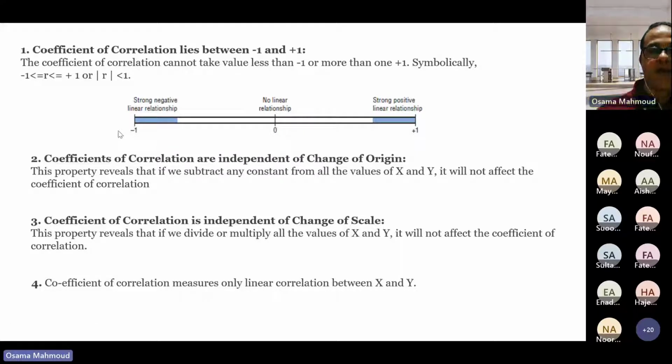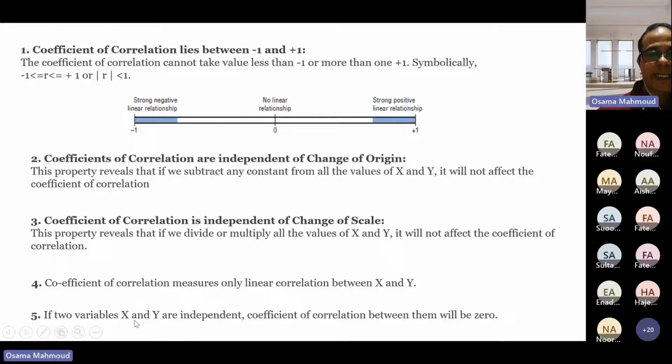Again, coefficient of correlation is independent of a change of scale. It doesn't matter X and Y. They needn't have the same scale. Also, if you subtract the same value from X and Y and you get the correlation coefficient for the new data, you will have the same correlation coefficient. Okay.